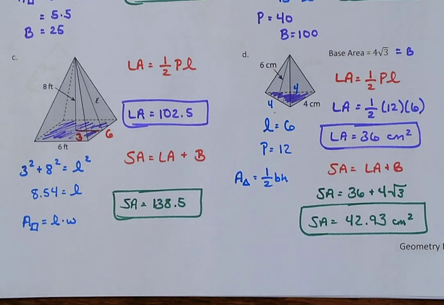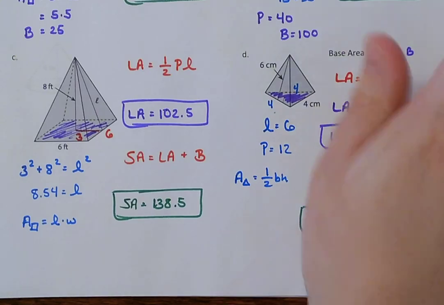All right, so that is lateral and surface area of a pyramid. So the next thing that we want to take a look at is cones.